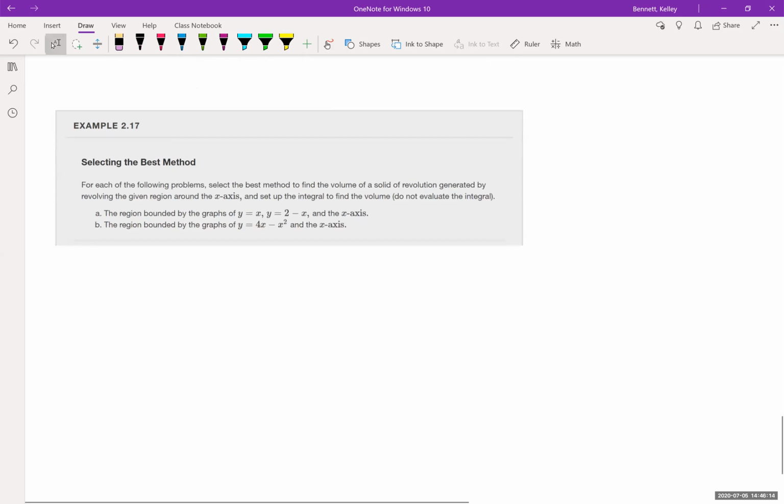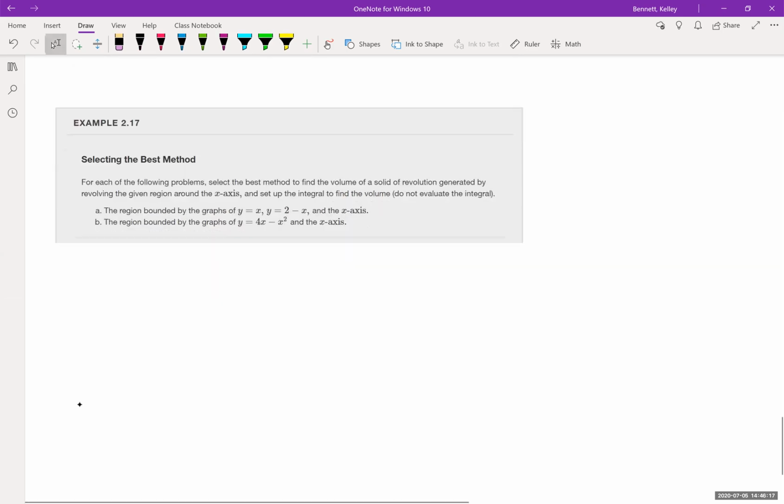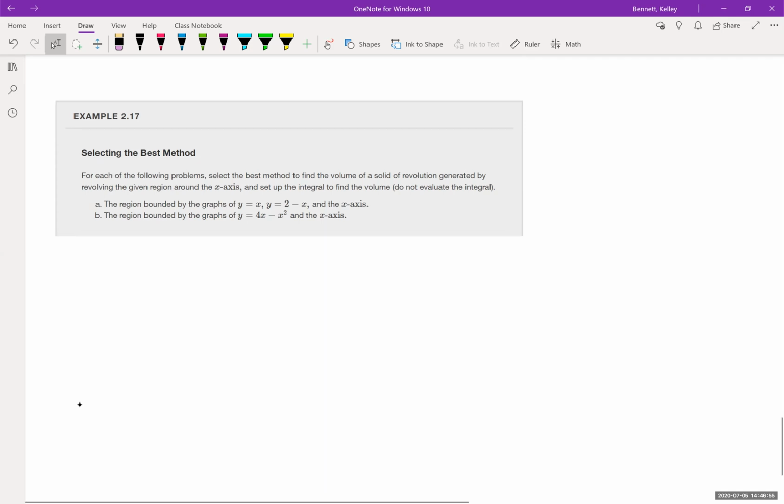Okay, so now we should really think about the pros and cons of having these two methods. There are going to be times when it's up to you to decide what method you should use. And in those cases, you should always draw your region and your revolution, because there's going to be instances where maybe using the washer method is a total pain. And there's going to be times when it's not even possible, potentially. So let's do two examples and we'll set them up both ways so we can see the benefits of one over the other.